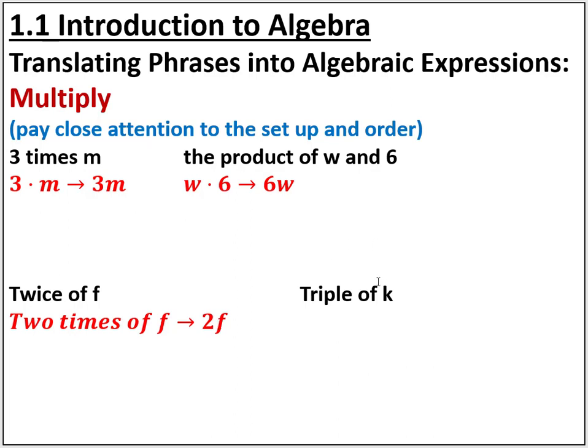Now let's move on to the last example. It says triple of k. So when it says triple of k, it means 3 times of k. So triple is another word for 3. And since we have it here where it says 3 times of k, it's similar to the first example and the third example. So you're going to write your answer as 3k. So when it says twice, it means 2. When you see triple, it means 3. So make sure you remember that. Pretty easy to remember.